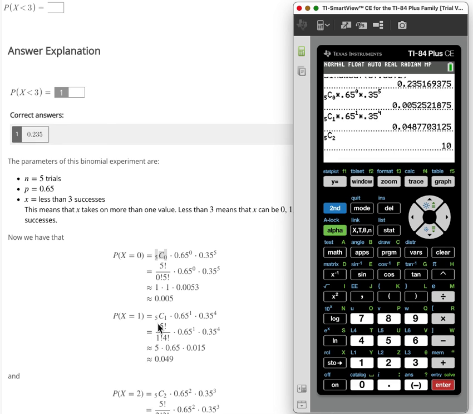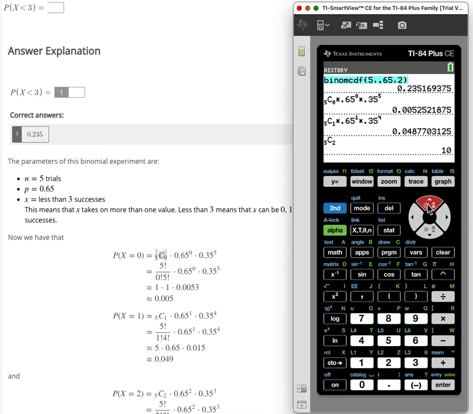So if we did it by hand, that would mean 5 factorial over 1 factorial times 5 minus 1 factorial. And then you'd have to do all the factorials and cancel them out. It's just a mess. So, instead of doing all that, do the binom PDF or CDF, or the complement in some cases of binom CDF.